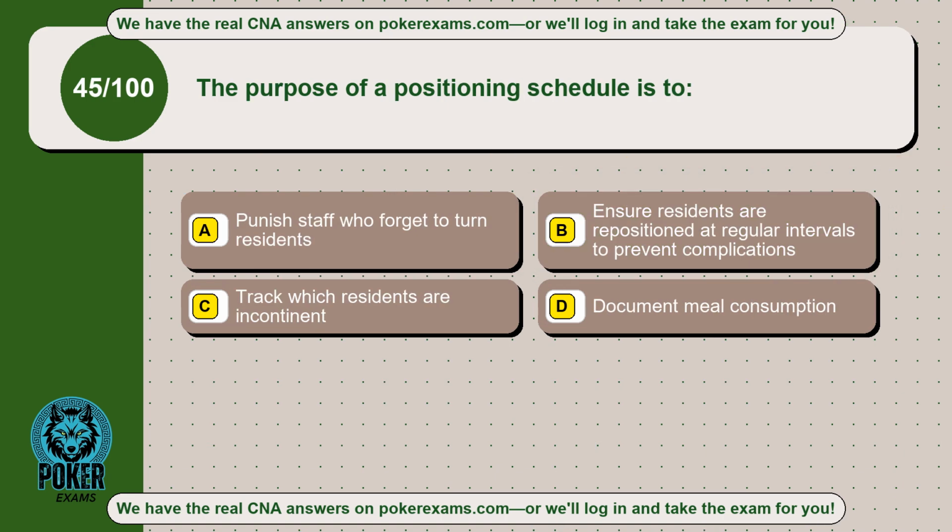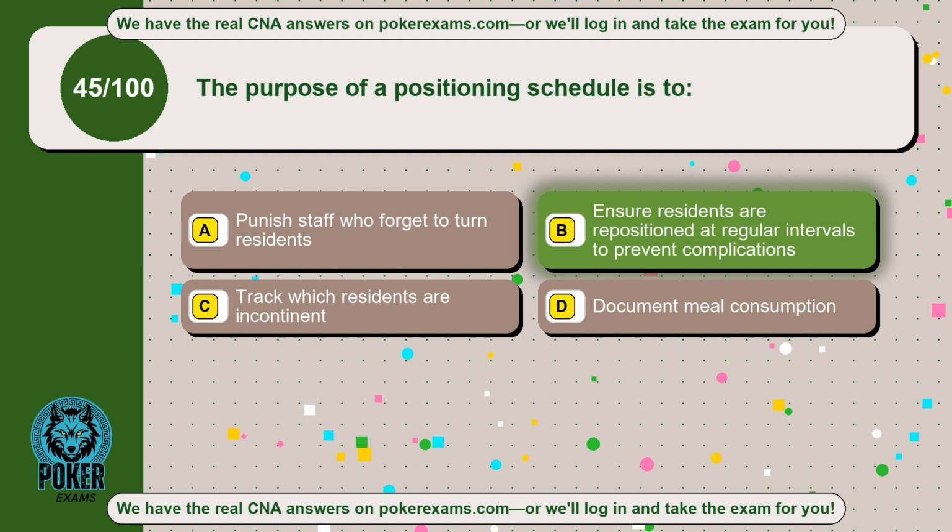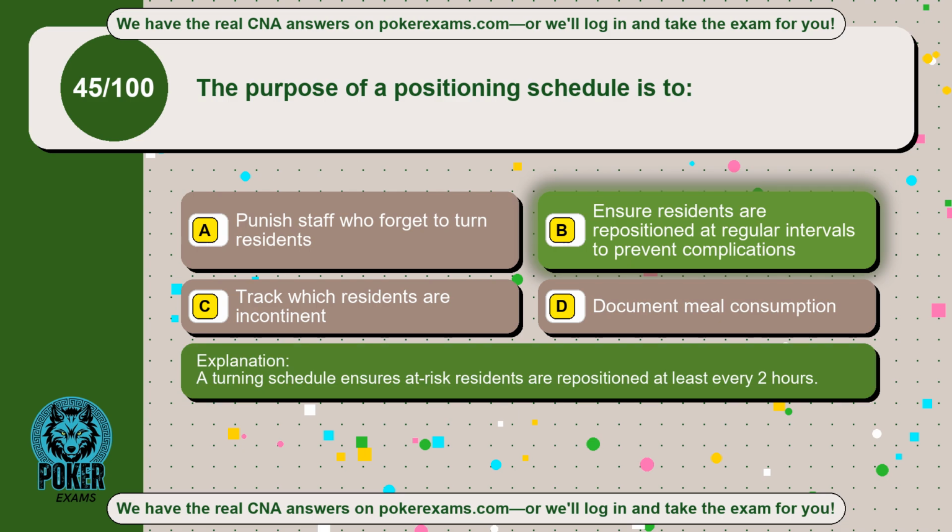Question 45. The purpose of a positioning schedule is to: Option A, punish staff who forget to turn residents. Option B, ensure residents are repositioned at regular intervals to prevent complications. Option C, track which residents are incontinent. Option D, document meal consumption. The correct answer is option B. Ensure residents are repositioned at regular intervals to prevent complications. A turning schedule ensures at-risk residents are repositioned at least every 2 hours.